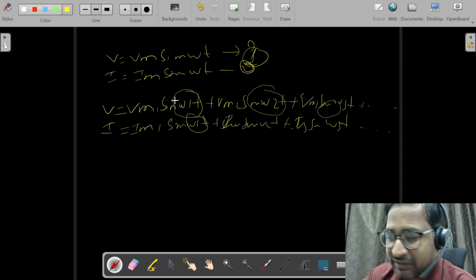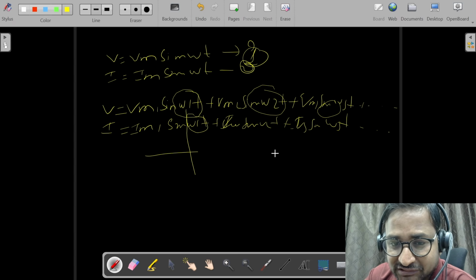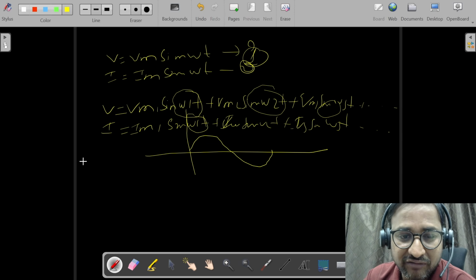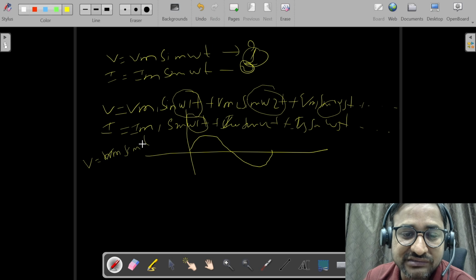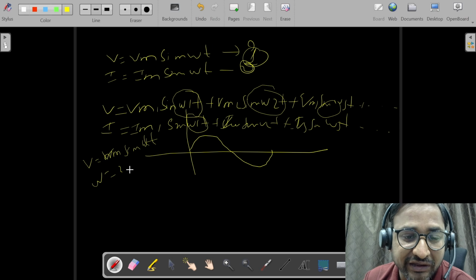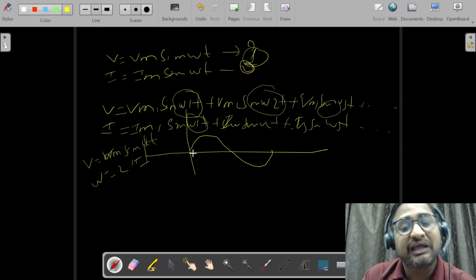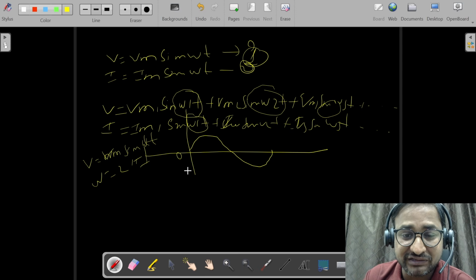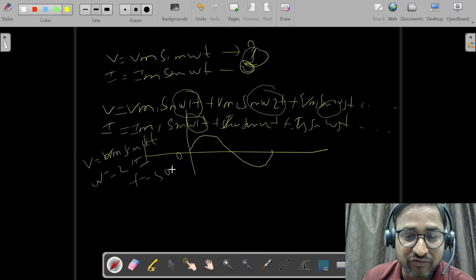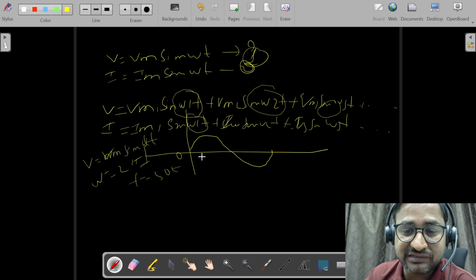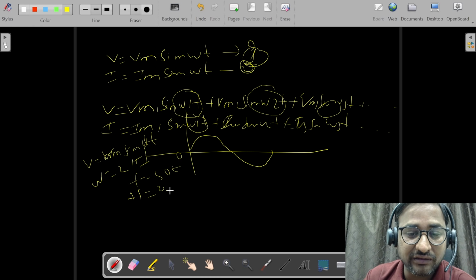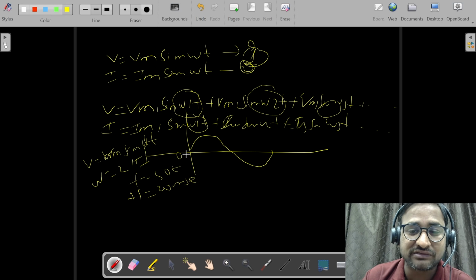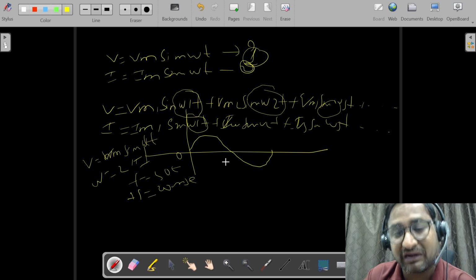Finally, the ideal sinusoid is this one, which is v is equal to vm sin omega t. Omega is nothing but 2 pi f. So this is the fundamental frequency. In India we follow the British frequency, that is f equal to 50 hertz. We took it from England. 50 hertz means one cycle takes 20 milliseconds. So this is one cycle, which is the fundamental frequency.